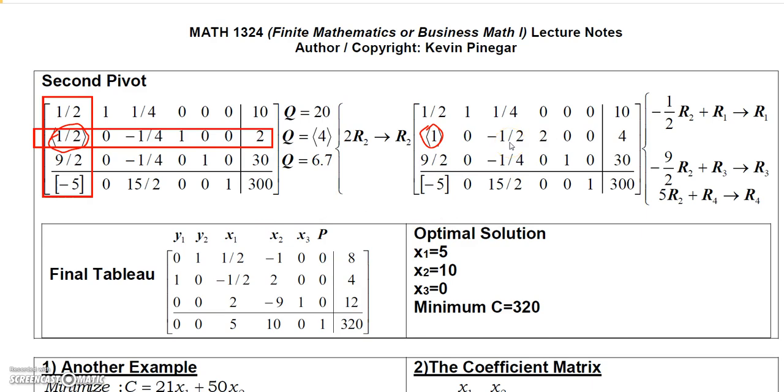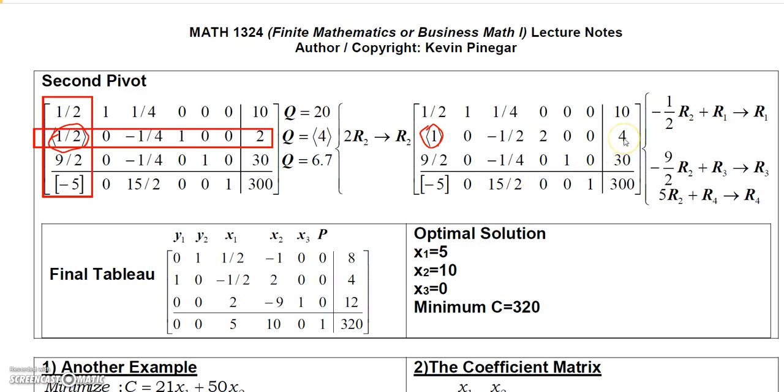Negative 9 halves times negative 1 half would be positive 9 over 4. And then if we add that to negative 1 over 4, that would give me 8 over 4, which would give me 2. Then negative 9 halves times 2, that would just give me negative 9, and then add it to 0, and I get negative 9. Then negative 9 halves times 0 is 0. Add it to 1, I get this 1 right here. Negative 9 halves times 0 plus 0 is just going to give me 0.